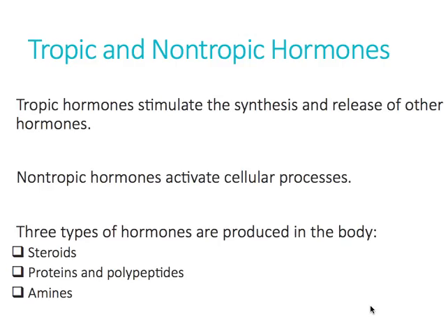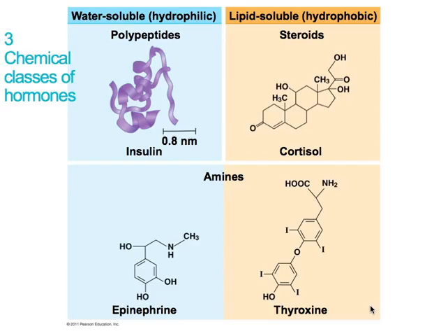Hormones can be further broken down into tropic hormones and non-tropic hormones. Tropic hormones are the hormones that stimulate the release of other hormones. And non-tropic hormones go on to directly cause a cellular process to occur. There are three general types of hormones that the body produces. Those are steroids, proteins or polypeptides, which just means a long series of molecules that are similar to a protein, only not quite as big, and also amines.